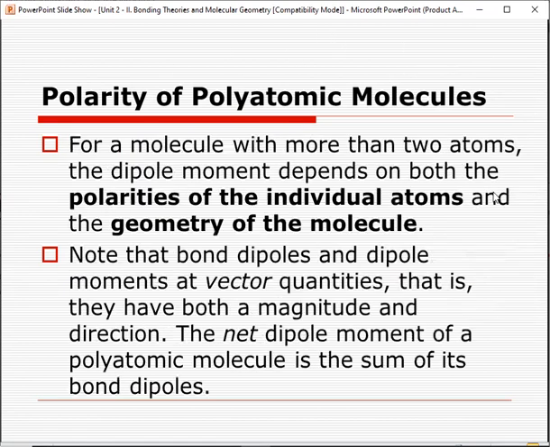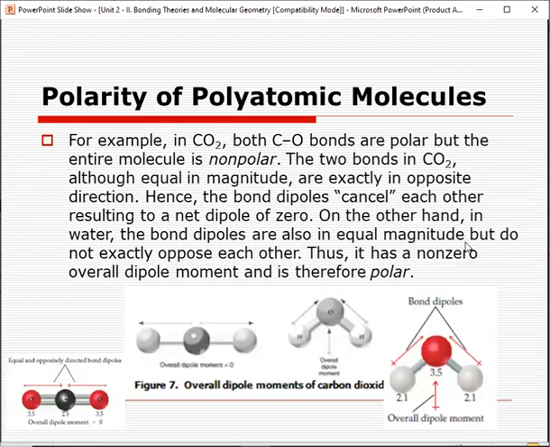So for a molecule with more than two atoms, the dipole moment depends on both the polarities of the individual atoms and the geometry of the molecule. Note that bond dipoles and dipole moments are vector quantities, that is, they have both a magnitude and direction. The net dipole moment of a polyatomic molecule is the sum of its bond dipoles.